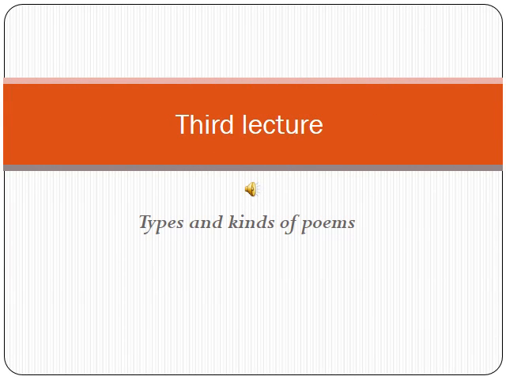It's the third one, which is about types and kinds of poems. Same type, same kind. There are six kinds or types of poem, so we are going to discuss them one by one.